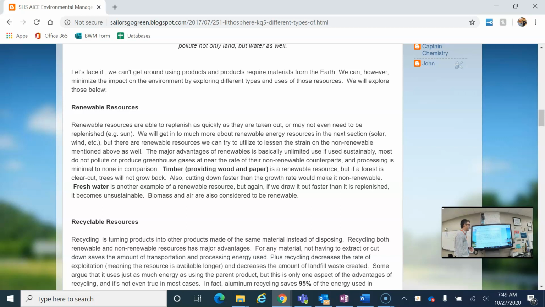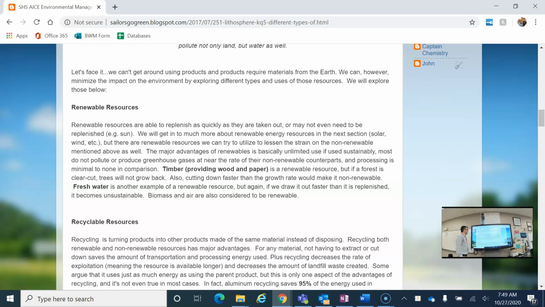So we talked about non-renewable: you use it faster than it's replenished. Renewable resources are able to replenish as quickly as they're taken out, or may not even need to be replenished, like the sun as a heat resource, right? We will get into much more about renewable energy resources in the next section, like solar and wind, but there are renewable resources we could try to utilize to lessen the strain on the non-renewables mentioned above as well.